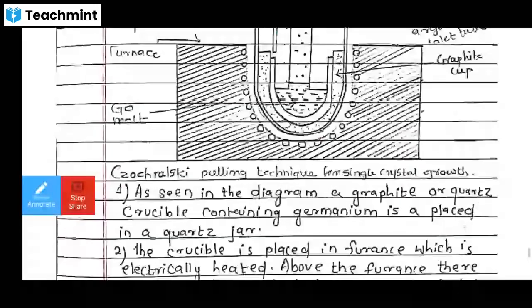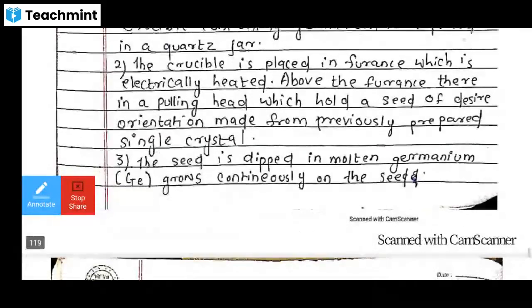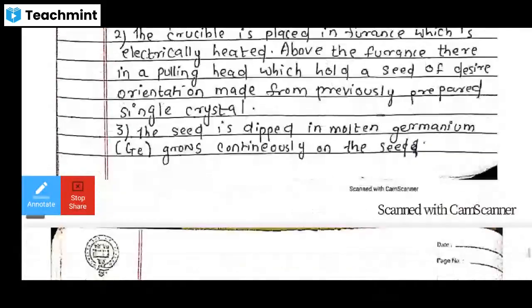In the Czochralski pulling technique for single crystal growth, as seen in the diagram, the graphite powder containing the germanium is placed in the quartz jar. The crucible is placed in the furnace, which is electrically heated.